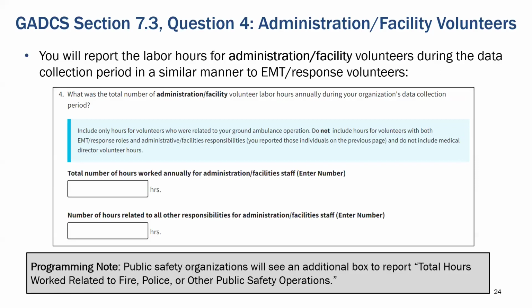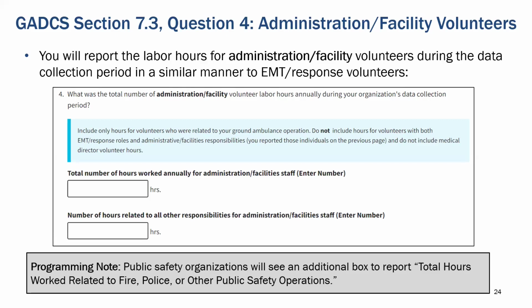Here we report on labor hours for administration or facility volunteers in question 4. You will only see this question if you previously indicated that your organization had volunteers in this role. Please note that all of the administration or facility roles that you indicated you had in section 7, question 1 are combined into a single administration facilities role for this question.